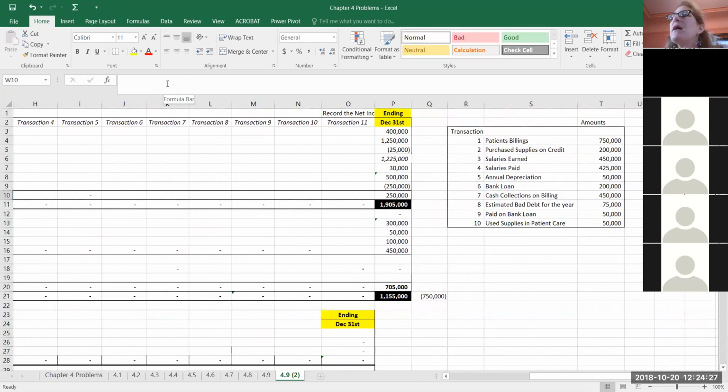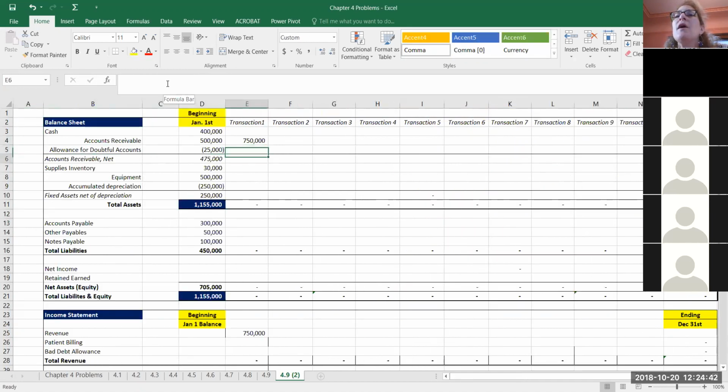Okay, purchasing supplies on credit. So we're going to go ahead and buy a bunch of medical supplies. We're going to buy more than we need. We're going to buy 5 times more than we need. Let's say there's a big sale. And we get them all delivered, but we know that we're not going to get an invoice for that for a while, right? But we got all the goods.